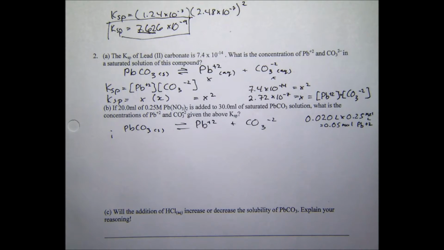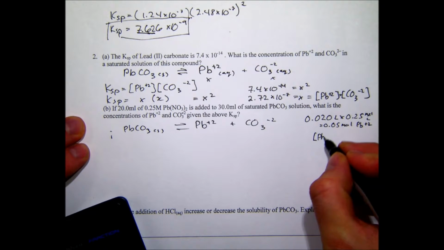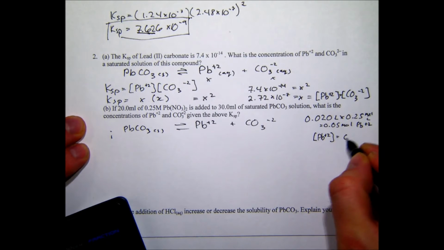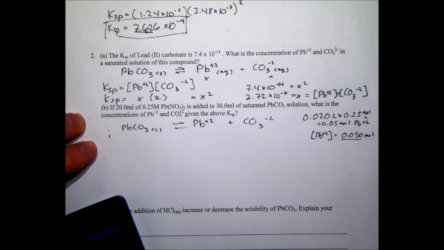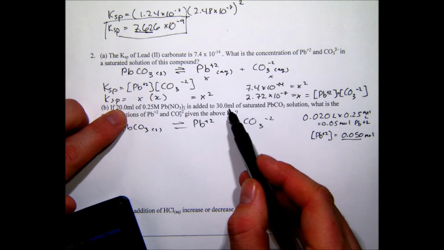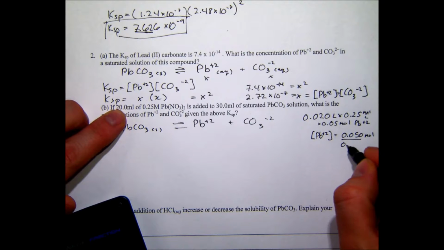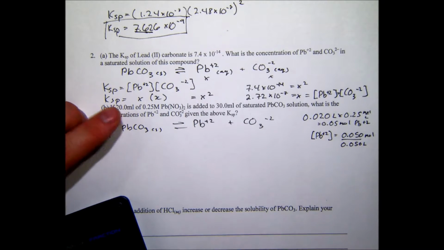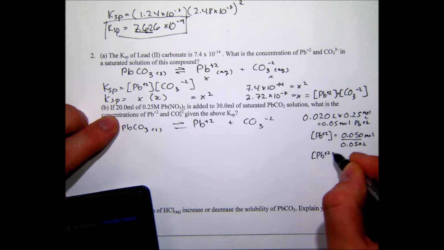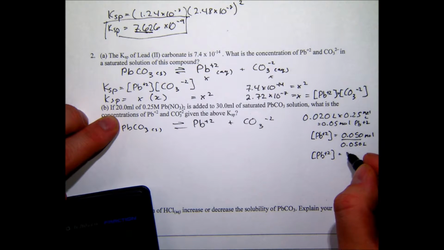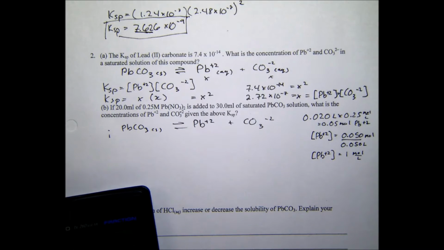example, to get the concentration of the lead ion, I take the number of moles I just solved and I divide it by the total volume. So 20 mL plus 30 mL is 50 mL of solution. So the concentration of lead plus 2 is equal to 1 mole per liter.